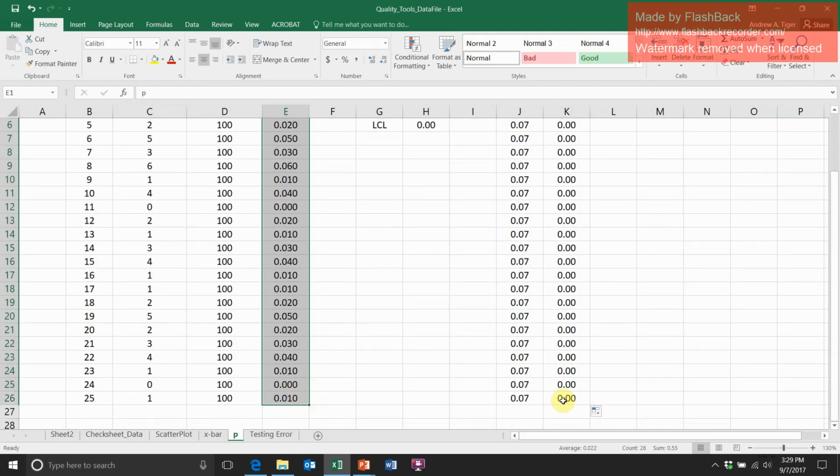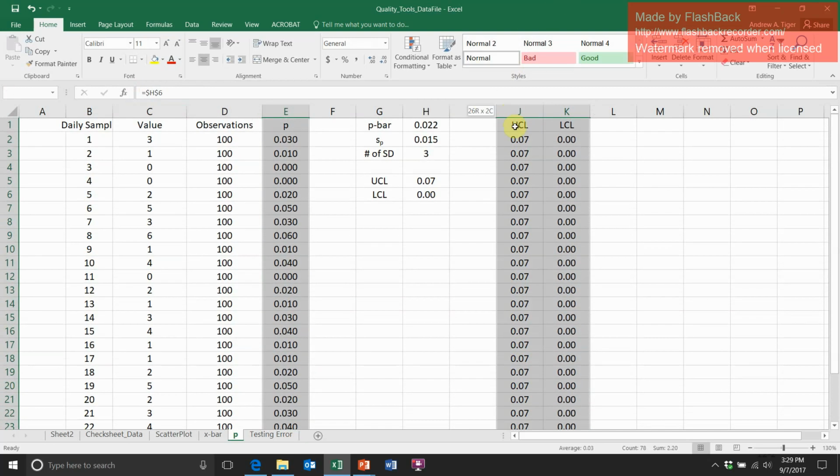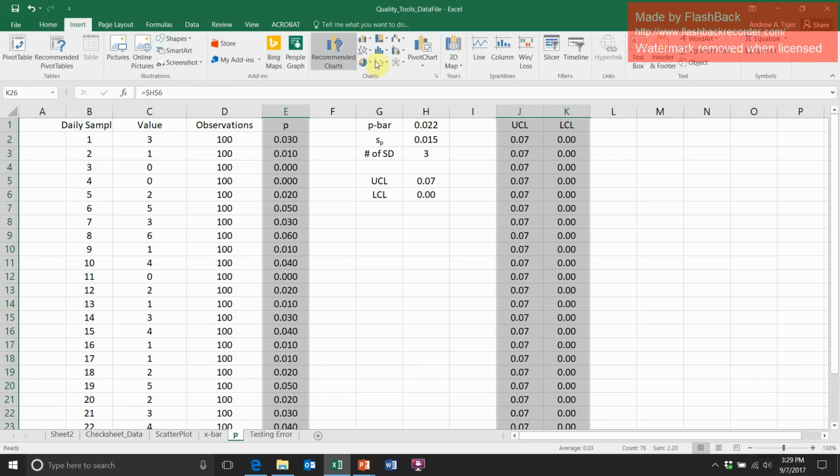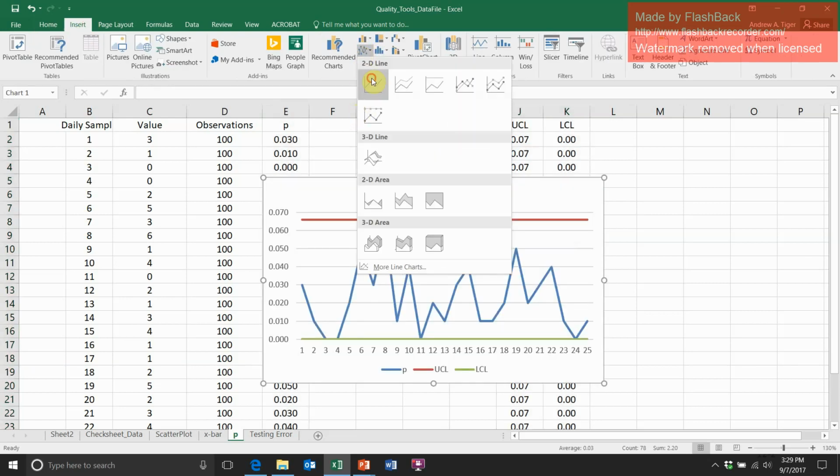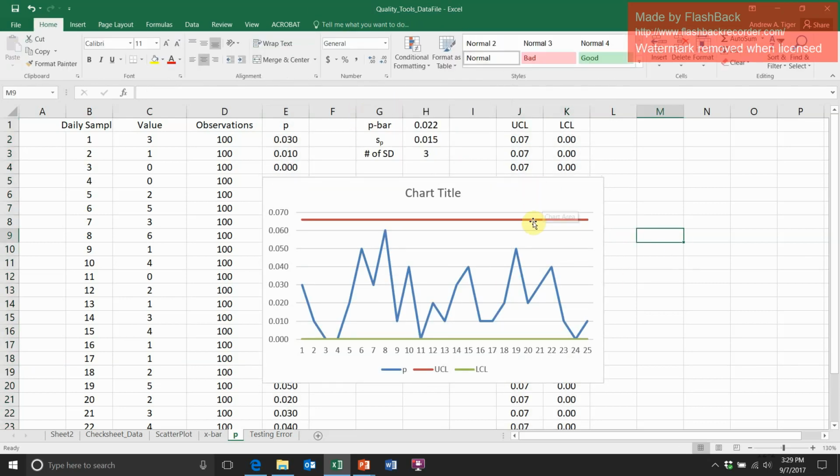Hold the control key down, click somewhere in the middle of a cell, and then build that. And that is a process that is in control. We don't have any point that went outside. It can never go negative in this case. It could go positive, but there's no point outside the control limit, so we would say this process is in control.